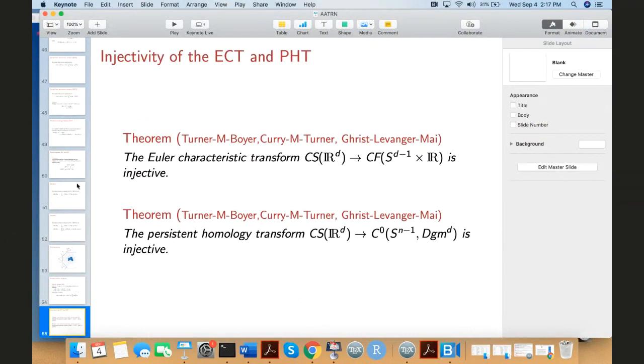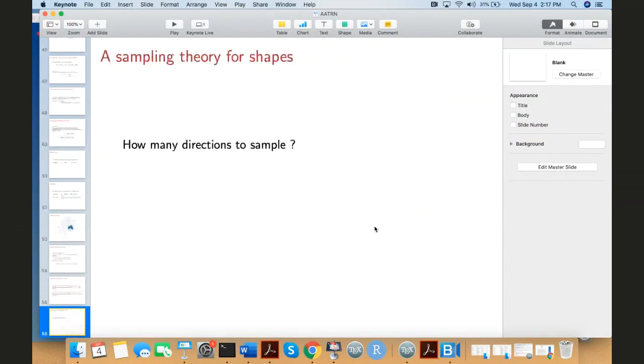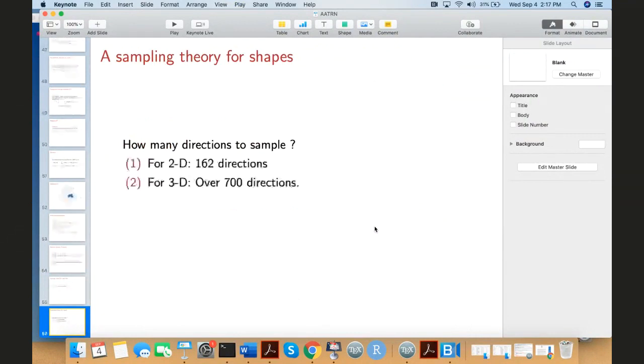So later on, Justin, myself, Kate, Rob, Rachel, and Mai worked out these results again using Shapira's inversion formula to show that there's some notion of injectivity. Now that's all well and good that it's injective, but those results tell you it's injective if you look at every single direction. Okay, and the question is, how many directions should you really look at?